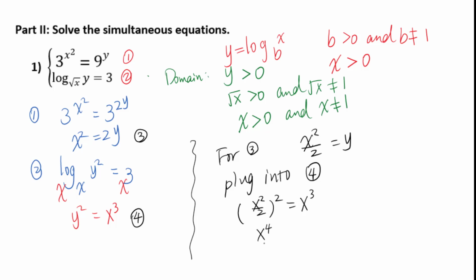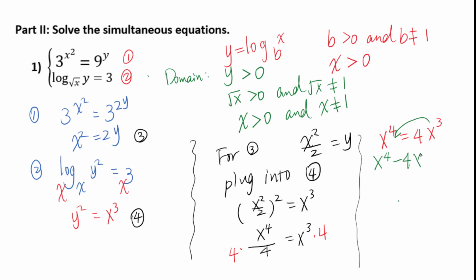x to the fourth power over 4 equals x to the third power. Since we have a denominator, multiply by 4 on both sides to get rid of it. So we have x to the fourth power equals 4x to the third power. This is a polynomial equation, so we will create the equal to 0 form. x to the fourth power minus 4x to the third power equals 0.